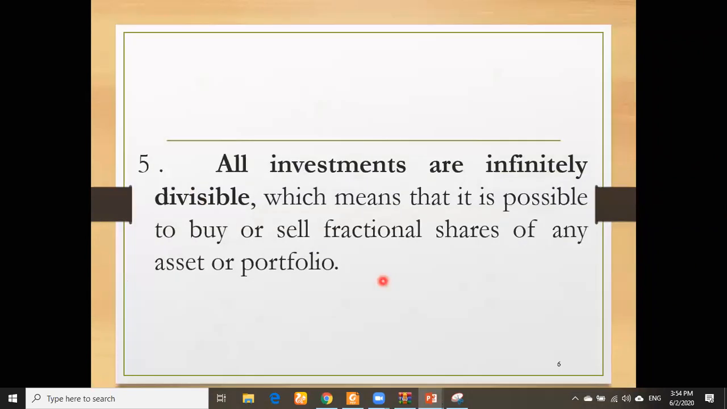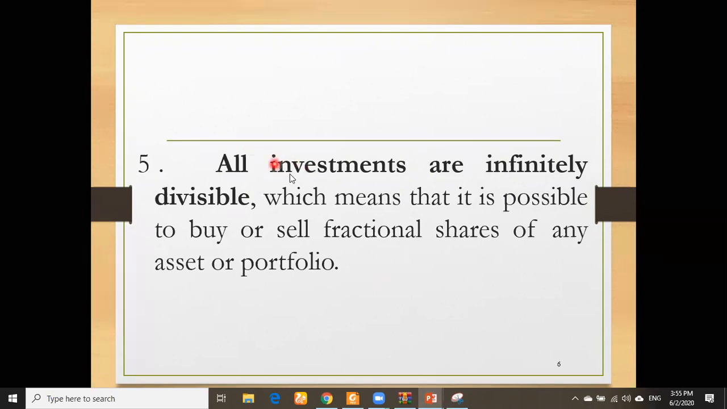The fifth assumption is that all investments are infinitely divisible. All investments are infinitely divisible means that we can purchase a share in portion rather than a full share. For example, as we have discussed in chapter number 4 to 5, stocks are usually purchased in packs of stock. Like for example, in Pakistan, it is being purchased in lots of 500 or multiples of 500, or you can say shares can be traded. But if you are going with the broker, you will be able to buy stock in fractions.